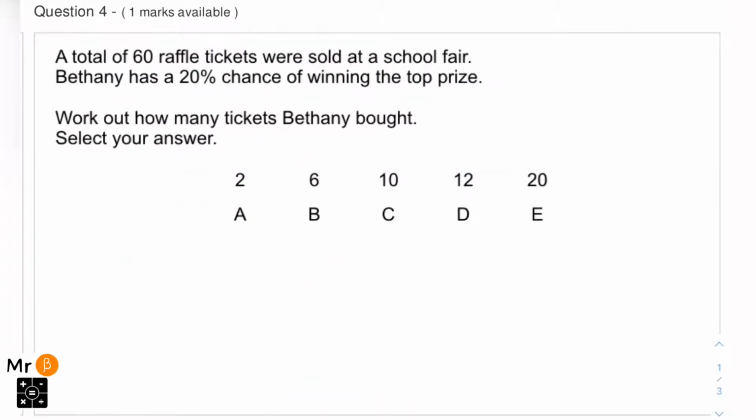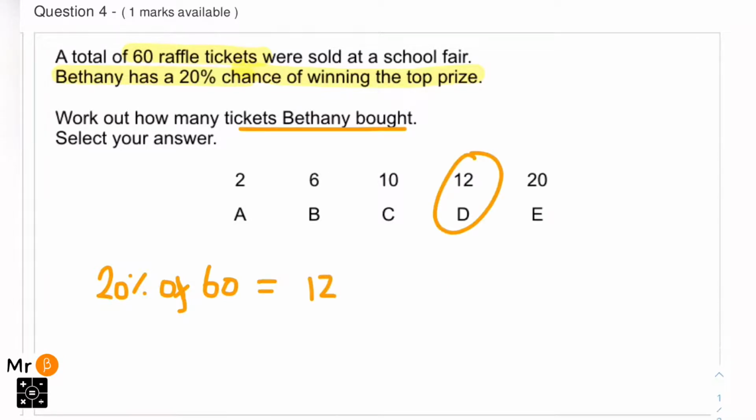Our fourth question tells you that there are a total of 60 raffle tickets and that Bethany has a 20% chance of winning. So if we work out what 20% of 60 is, we would get how many tickets she has bought. This is equal to 12, which is our D answer.